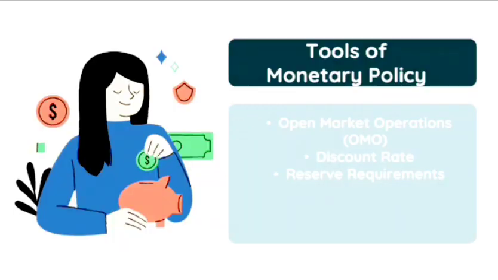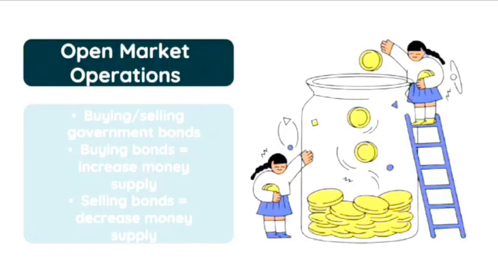How does the Fed actually do this? They have three main tools of monetary policy: open market operations, the discount rate, and reserve requirements, and each tool influences the amount of money circulating in the economy. First up, there is open market operations, or OMOs. This is when the Fed buys or sells government bonds.